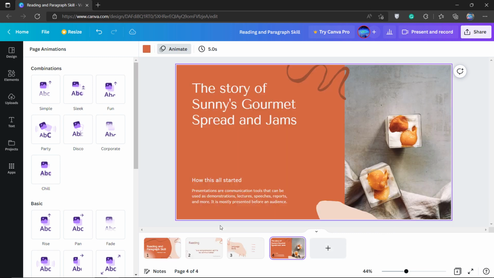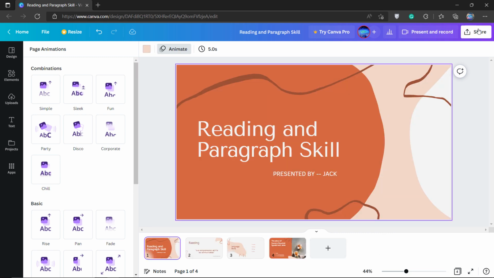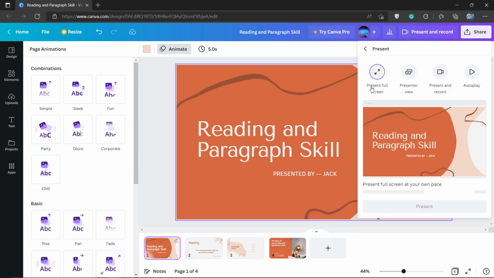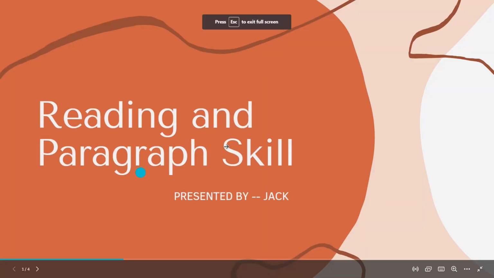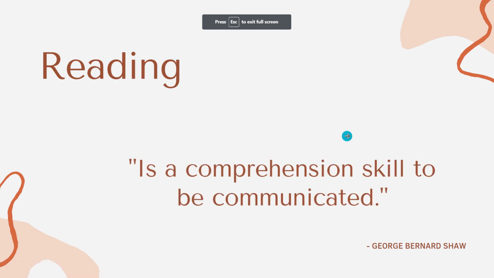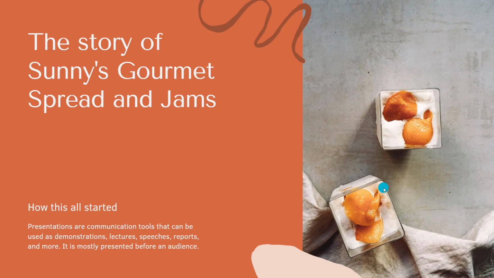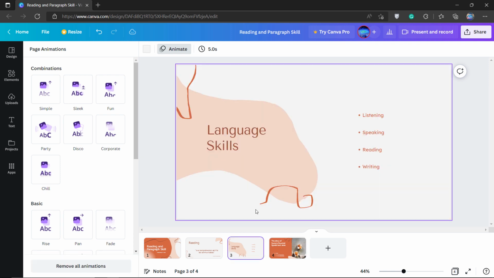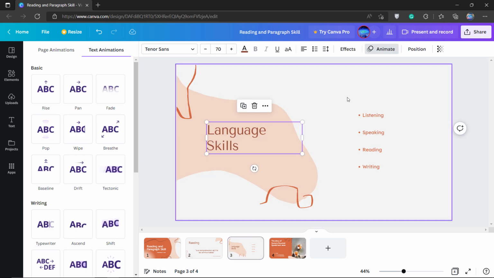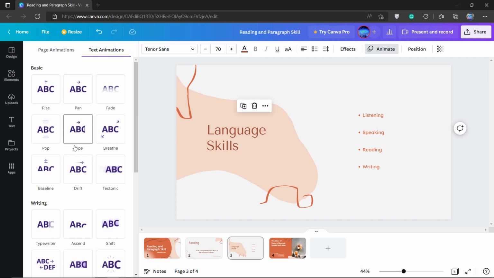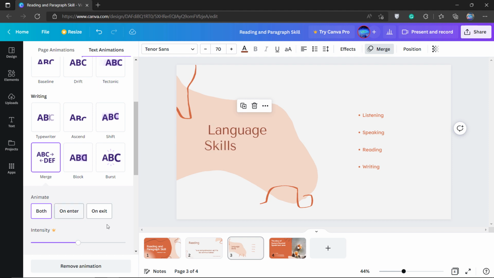Okay, so after this, let's show how this presentation will be seen on the screen. Okay, first here, then next, reading, the comprehension skill to be communicated, and next, language skills. They are listening, speaking, reading, and writing. Okay, so at the last we'll end the page. So hope all the concepts are clear. Okay, good.